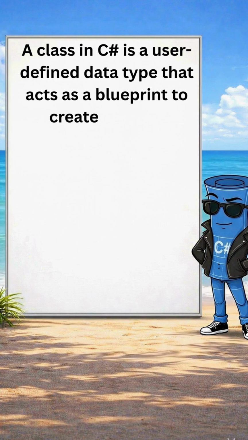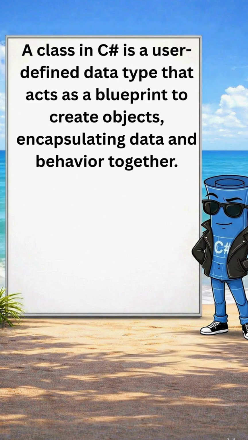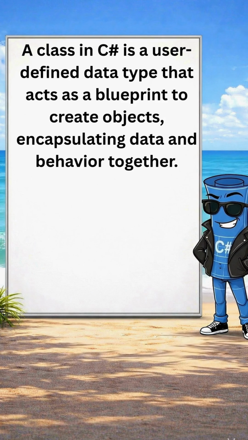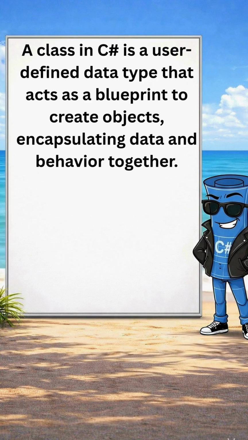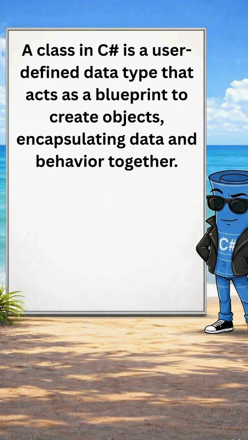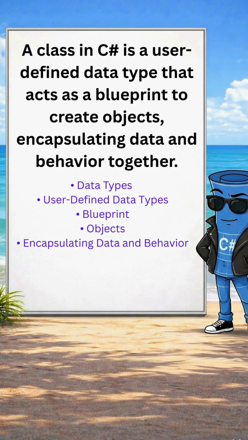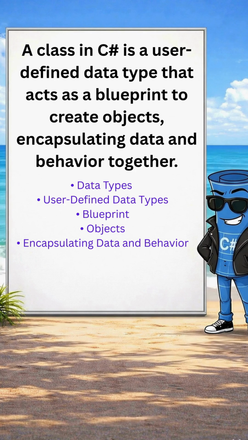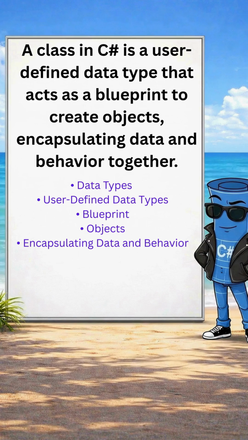Now, read the definition of a class again. A class in C# is a user-defined data type that acts as a blueprint to create objects, encapsulating data and behavior together. Now you understand data types, user-defined data types, blueprint, objects, encapsulating data and behavior.